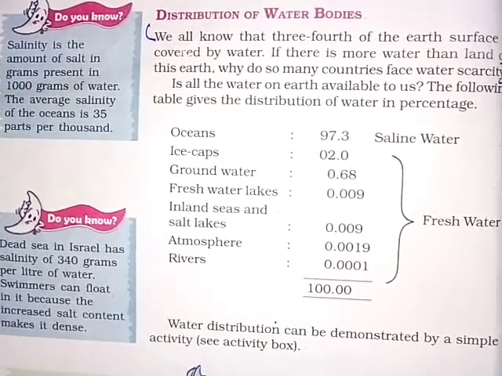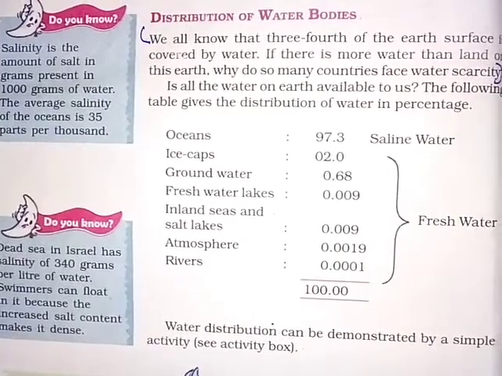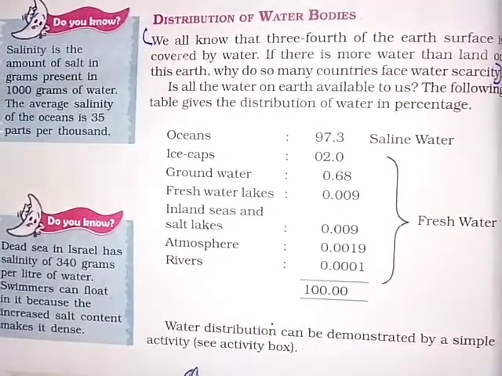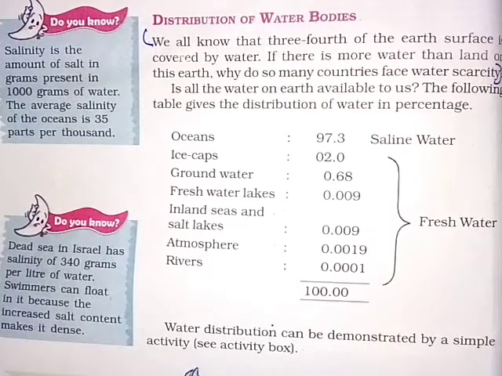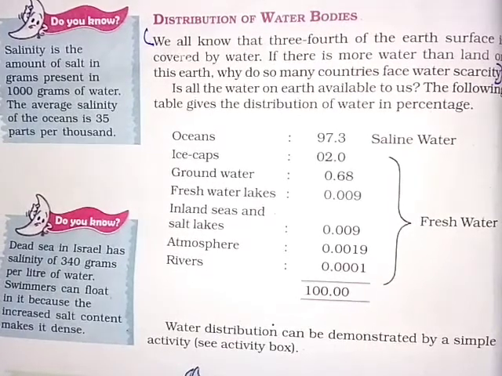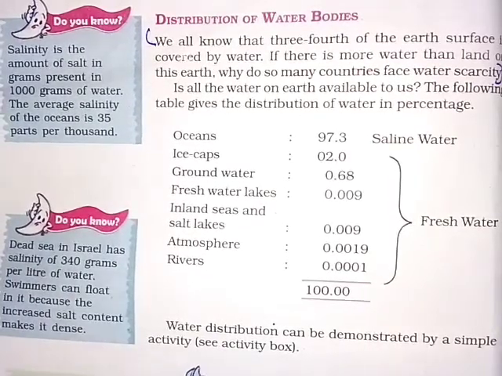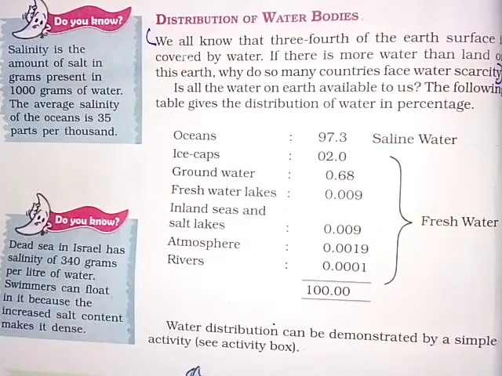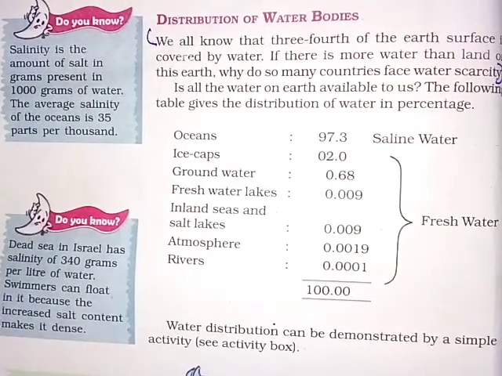If there is more water than land on this earth, why do so many countries face water scarcity? Is all the water on the earth available to us? The following table gives the distribution of water in percentage.